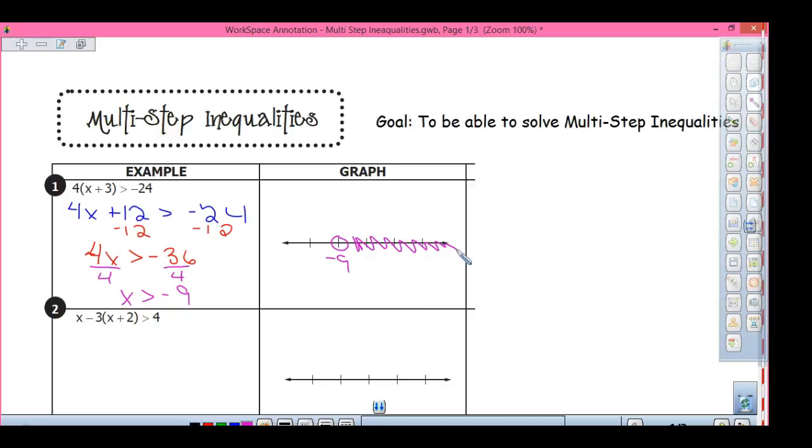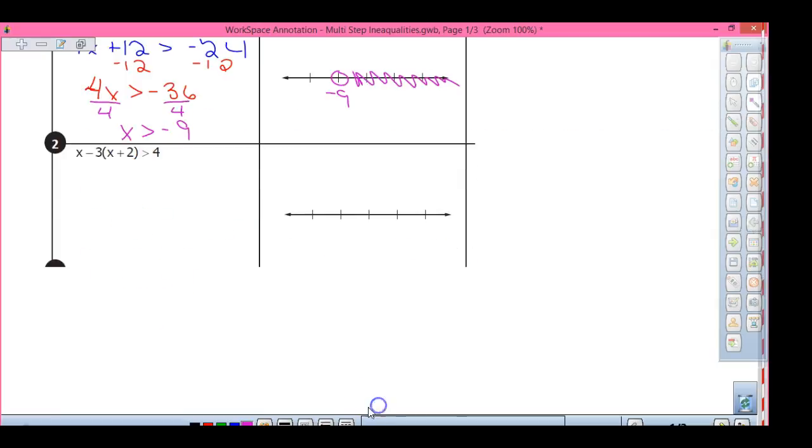We're not going to worry about interval notation. We don't do interval notation in this class. We'll get to that in algebra 2. Okay, so far so good, right?